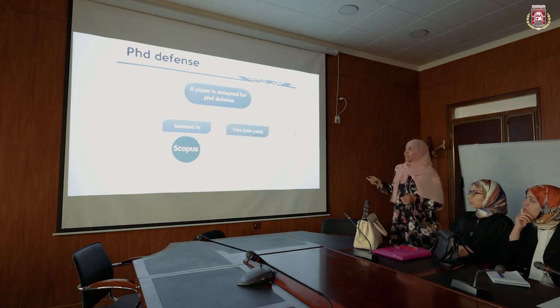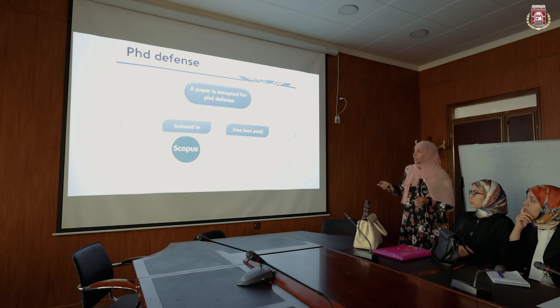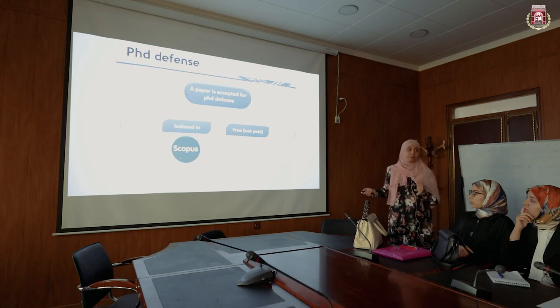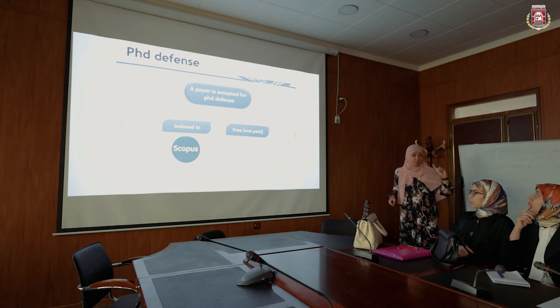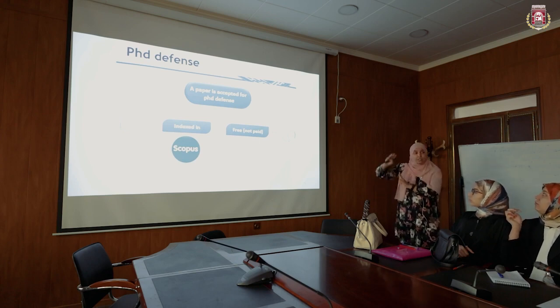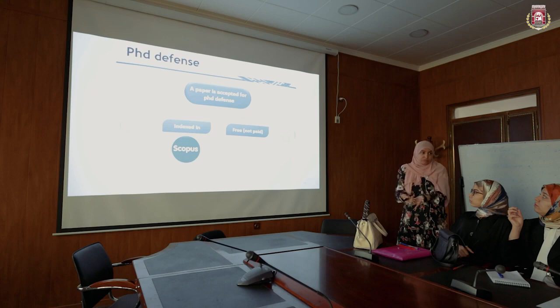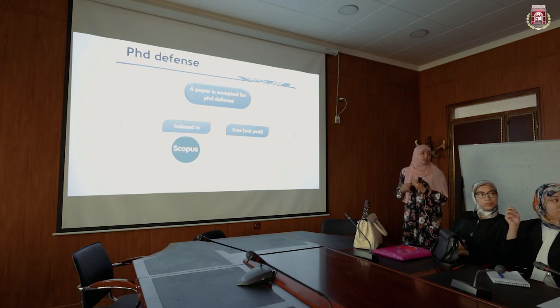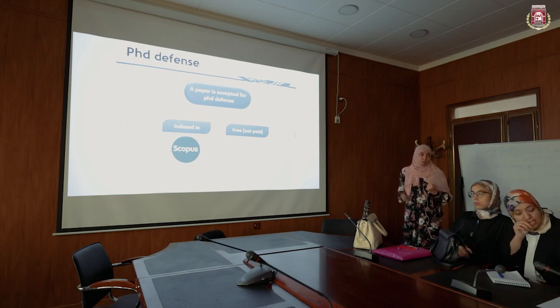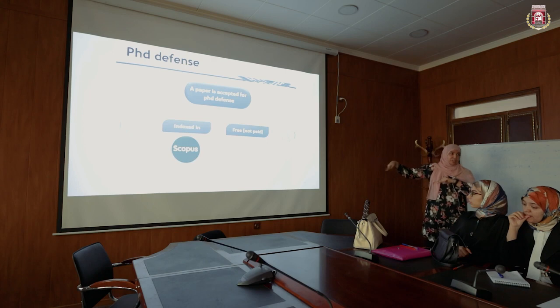A paper is accepted for the PhD defense only when the published paper is indexed in Scopus, and free, not paid, if it's published in category B. But if it's published in category A and it's not free, not open access, no problem. Okay? Yes, Scimago. We can also use Scimago. I mentioned it.